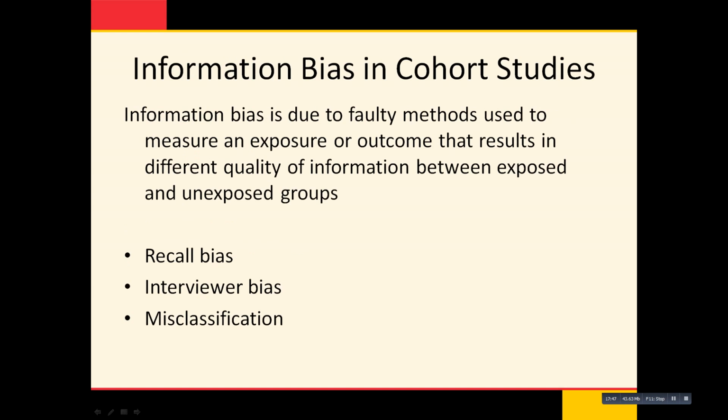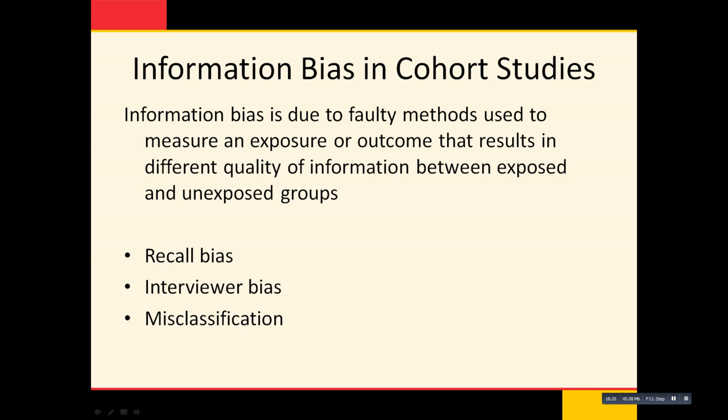The other big type of bias is information bias. We talked about selection bias. Now we're going to talk about information bias in cohort studies. Information bias is due to faulty methods used to measure an exposure or an outcome that results in different quality of information between the exposed and the unexposed groups. There are three types of information bias we're going to talk about in cohort studies: recall bias, interviewer bias, and misclassification.